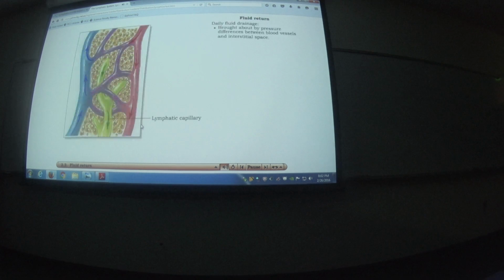Due to pressure differences between blood vessels and interstitial space, significant amounts of fluid and solutes filter out of the blood and are not reabsorbed. Each day, about 20 liters of fluid and solutes are filtered out of capillaries at the arterial end. About 17 liters are returned back to the bloodstream at the venous end.